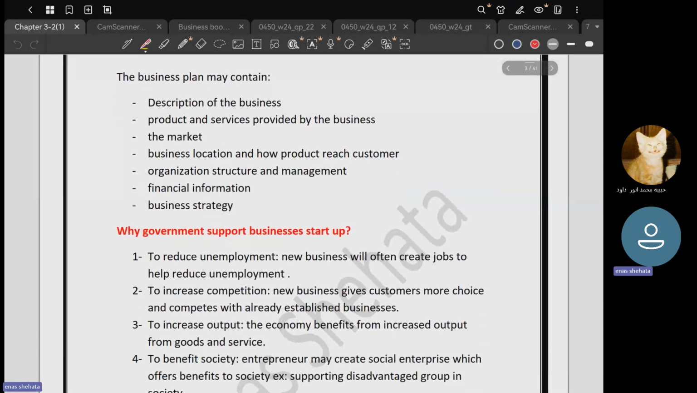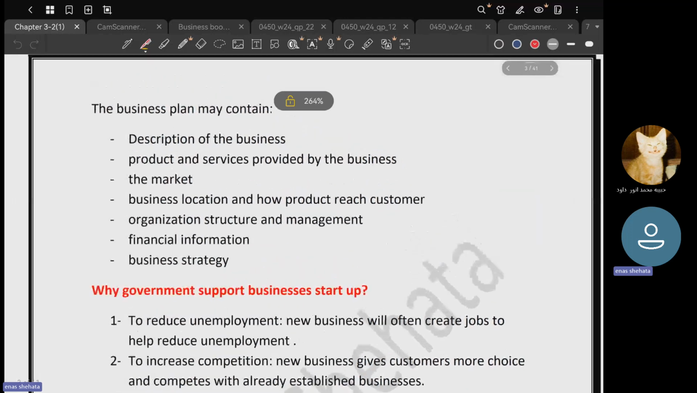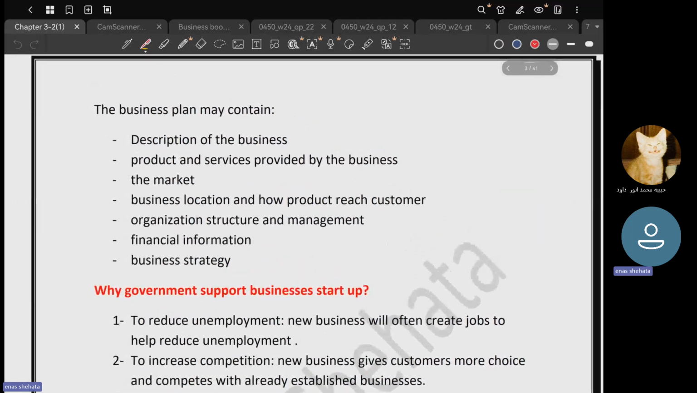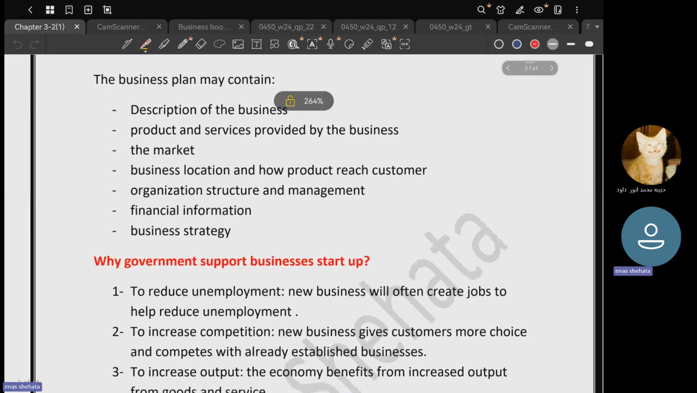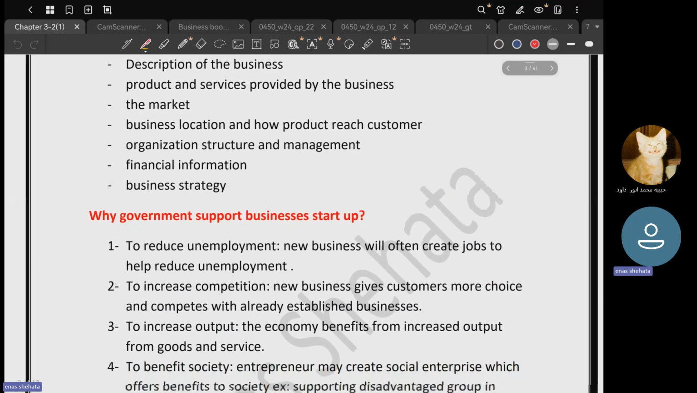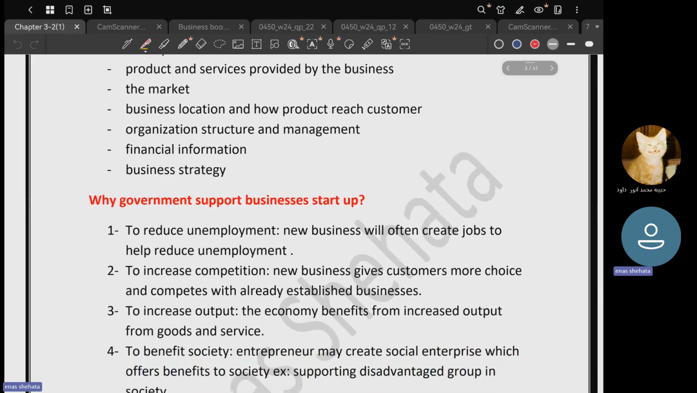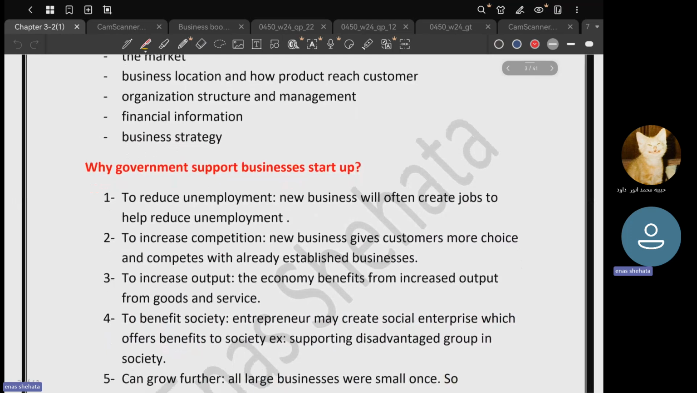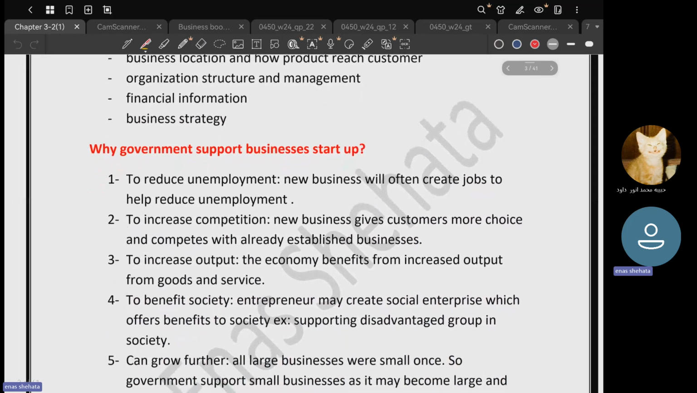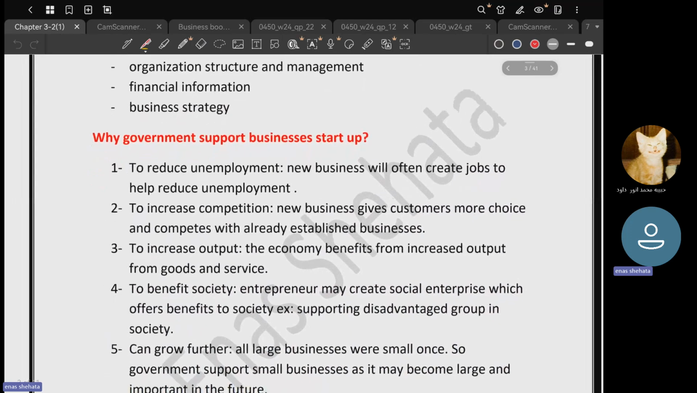Okay. Most governments now will try to help businesses to start up. Why does government support businesses to start up? Business is very important to all countries because it reduces unemployment. Any business creates jobs, offers jobs to people, which is very good for the economy of the country. So it's beneficial to any government to have new businesses opened because they offer jobs and decrease unemployment.